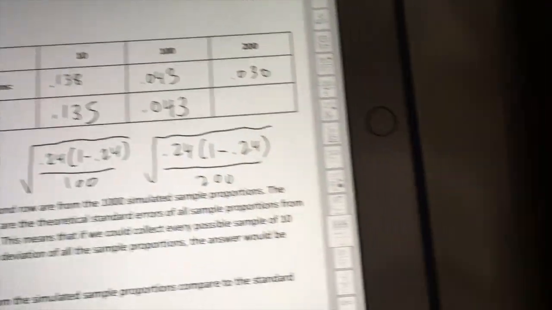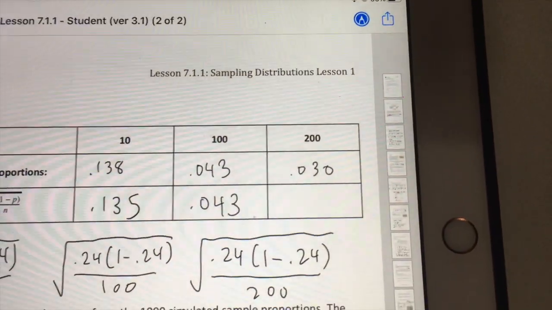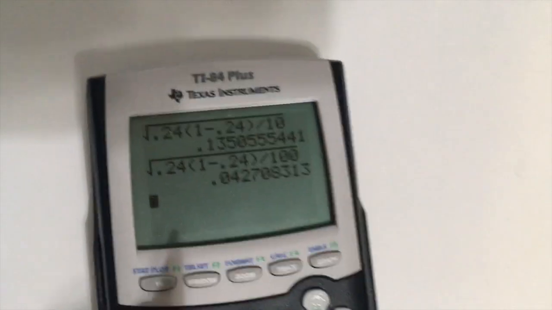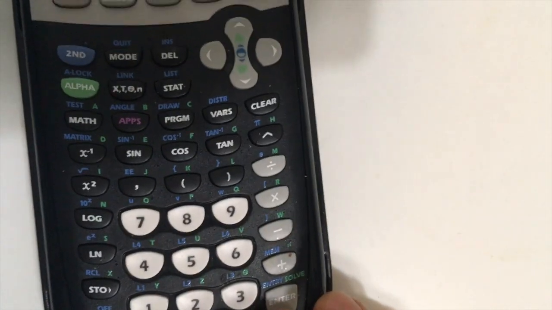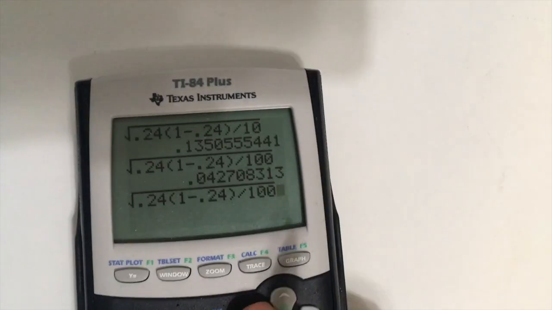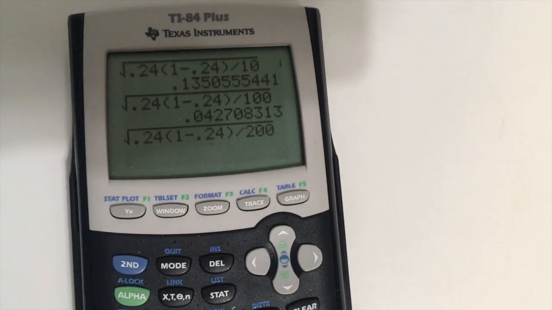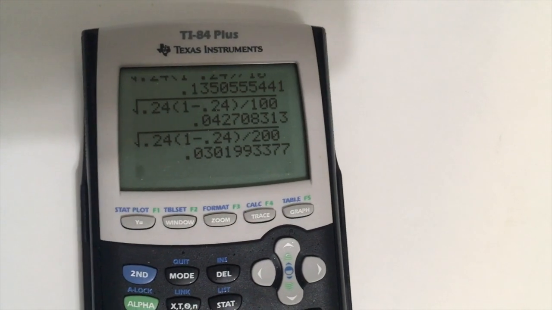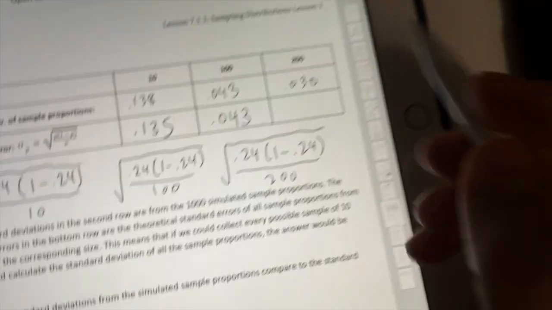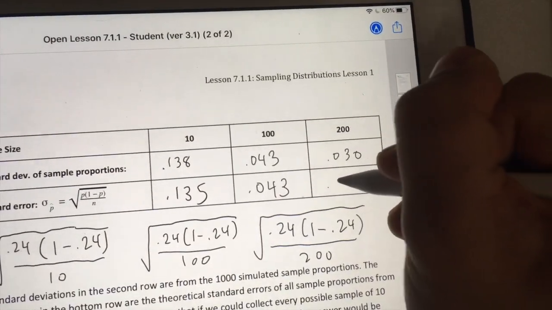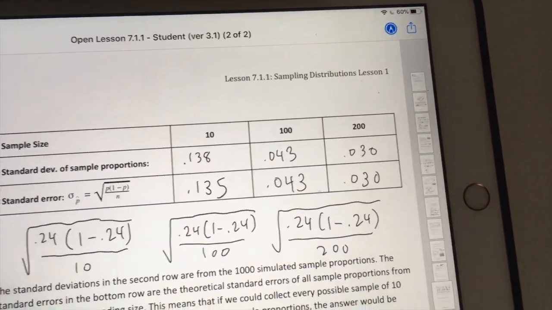Last one here. We want to change it now to 200 to see what happens. So if we come back over to our calculator, I'm going to do again second entry, but now I'm going to go in there and I'm going to change that to say 200. And I'm going to hit enter. I get 0.030. So I'm going to write that in right here, 0.030.